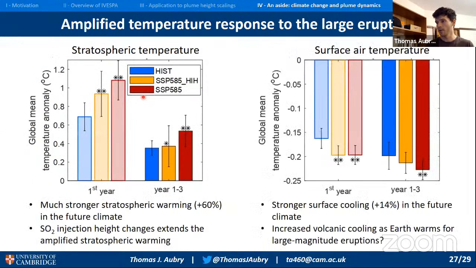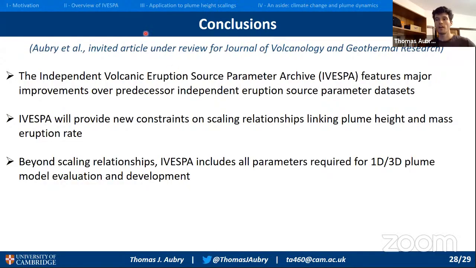So jumping straight to my conclusions. The IVESPA database is a new data set of independent volcanic eruption source parameters. And I hope you will find it features some important improvements over predecessor data sets. In particular, we hope that it will be widely applied to evaluate volcanic plume models. We are currently doing the work for 0D models, but really it has everything needed for 1D and 3D plume models. And the paper is currently under review.